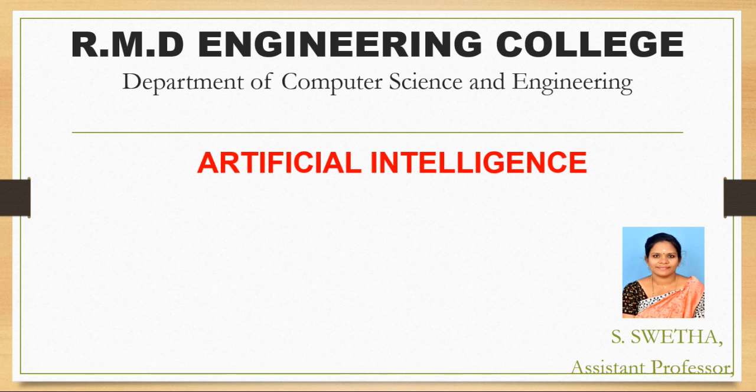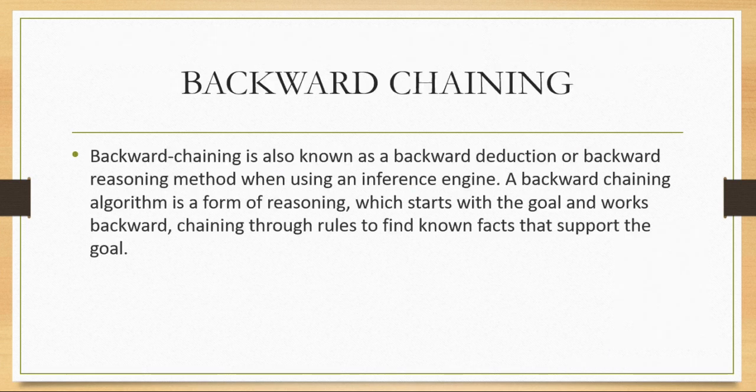In today's lecture, we'll be discussing backward chaining. Backward chaining is also known as backward deduction or the backward reasoning method when using an inference engine. Comparing forward and backward chaining, forward chaining is a bottom-up approach, and backward chaining is a top-down approach. In backward chaining we start from the conclusion, then rules, and then facts, but in forward chaining it starts from facts, rules, and then conclusion. This is the major difference.